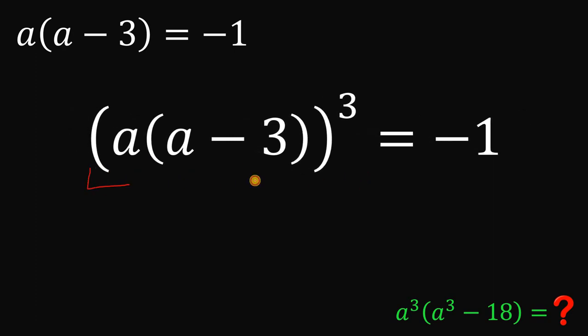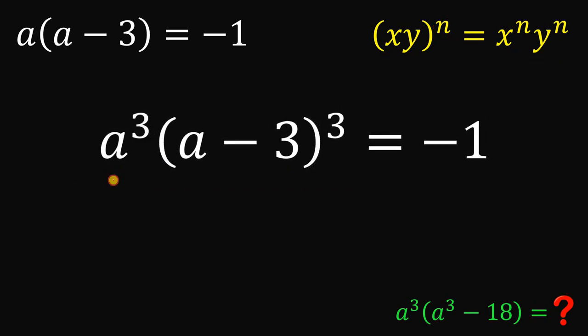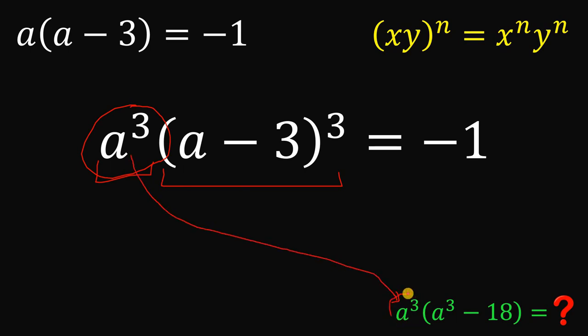Next, on the left-hand side of our equation, a multiplied by the quantity a minus 3, raised to the power of 3, we will use some laws of exponents. Take note, when we have xy raised to the power of n, this can be written as x raised to the power of n multiplied by y raised to the power of n. Therefore, the left-hand side can be written as a cubed multiplied by a minus 3 raised to the power of 3. Now, take a look at this. We have a cubed right over here, and in the expression that we want to evaluate, we also have a cubed.